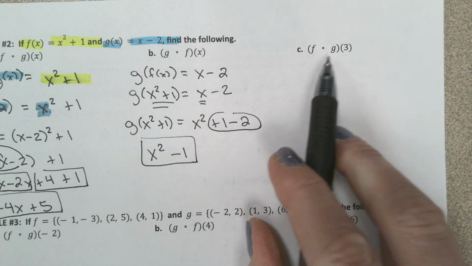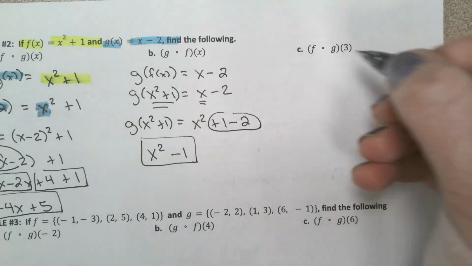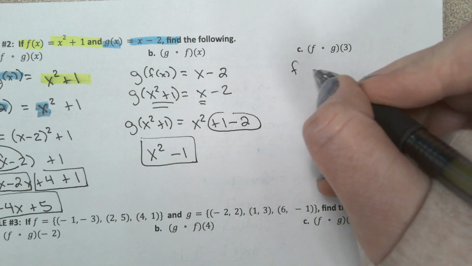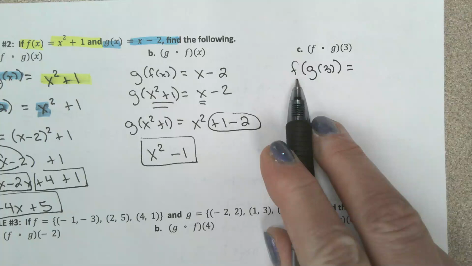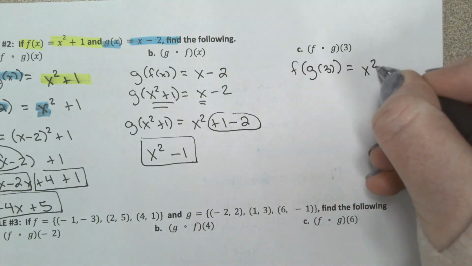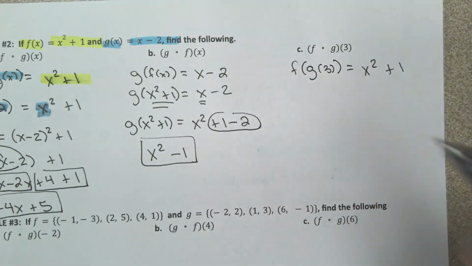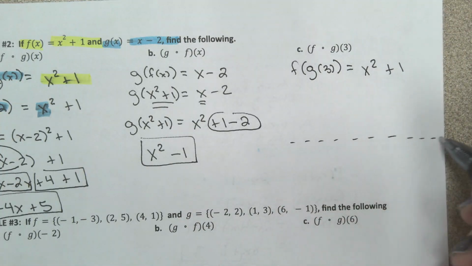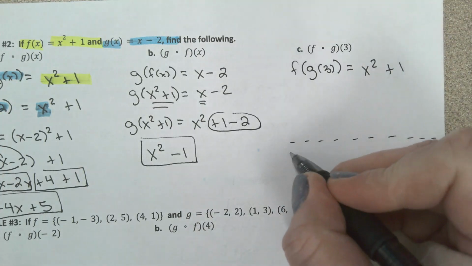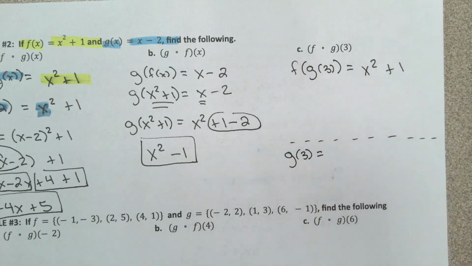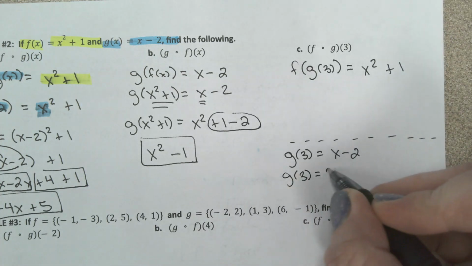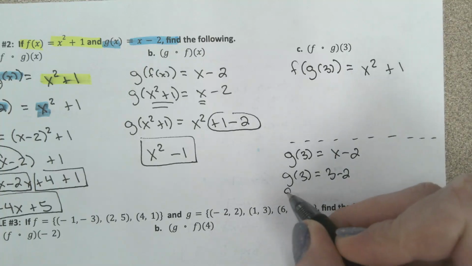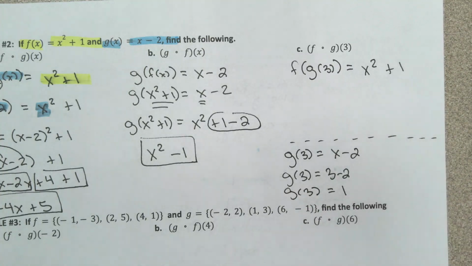All right, let's see if we remember how to do a number. So the first thing I'm going to do is rewrite it as f of g of 3. Your f is your main function, and that is x squared plus 1. I have to do a little side work and figure out what is g of 3. So your g function is x minus 2. G of 3 equals 3 minus 2. G of 3 equals 1.